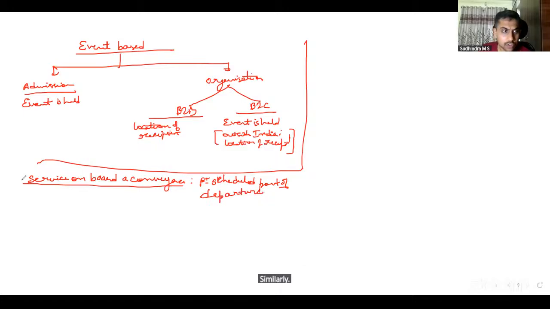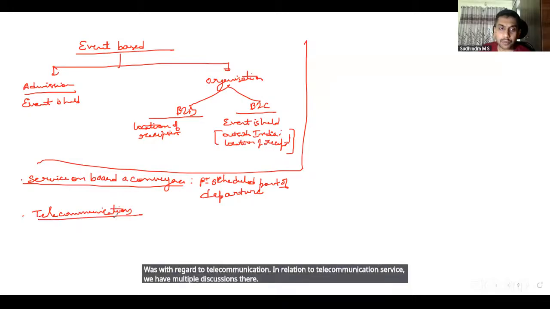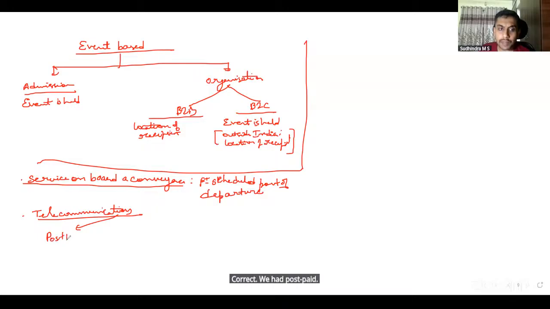Similarly, next one was with regard to telecommunication. In relation to telecommunication service, we have multiple discussions there. Correct? We had postpaid. In case of postpaid, what happens? Sorry, we had landline, fixed lines. Yes. Fixed lines, what happens? Where the device is located. Installed or located.